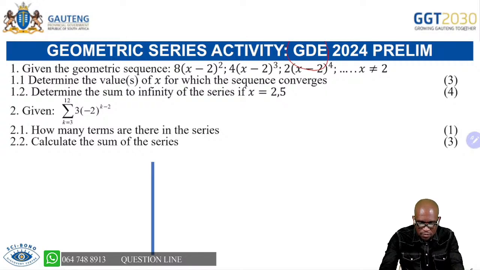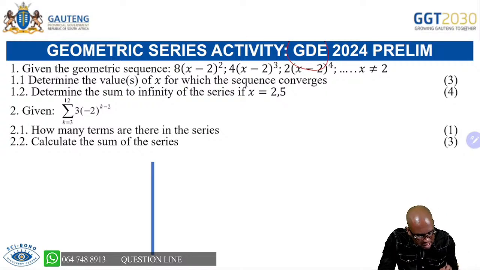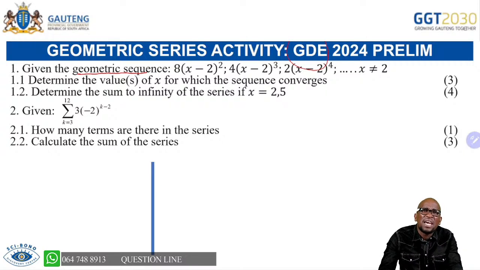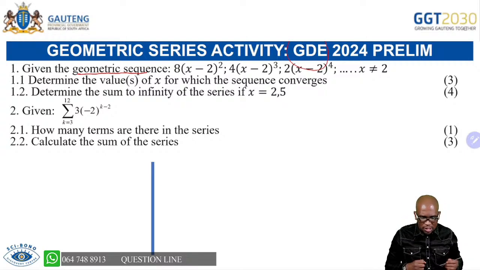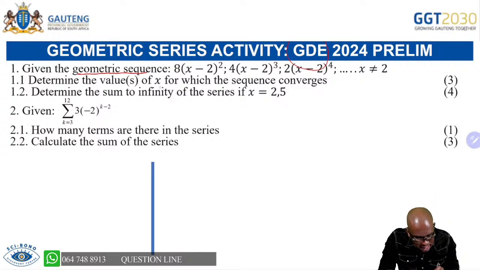Determine the value of x for which the sequence converges. We are given that this is a geometric sequence. Remember, it is only a geometric sequence that converges under specific conditions. So the condition is that r should be trapped between -1 and 1. So in this case, they want that convergence in terms of x.